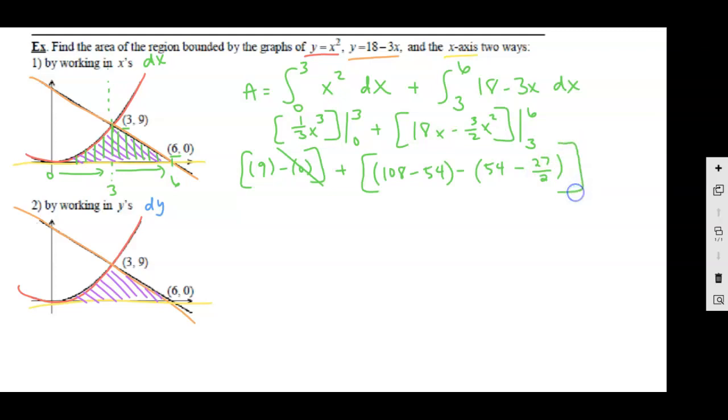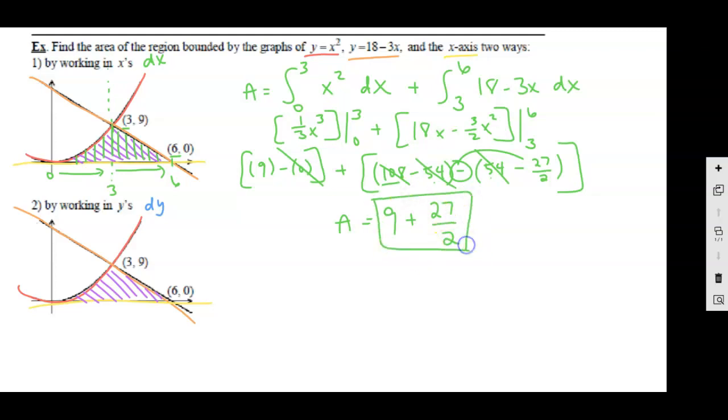Whew, okay, that was a little bit of arithmetic. Oh well, let's finish it. We have the 9 plus, let's see, we have 108. But then I'm going to minus 54, minus 54. All those are going to cancel, so that's really nice. So really, I'm going to end up having the 9. The 9 is still there. And then I have the minus, actually distribute that, so minus negative 9 plus 27 over 2.